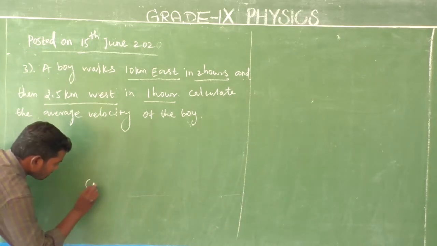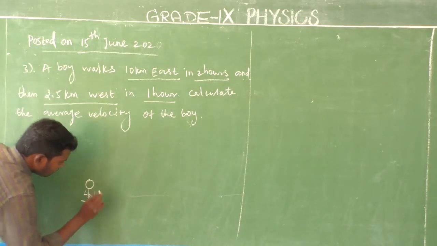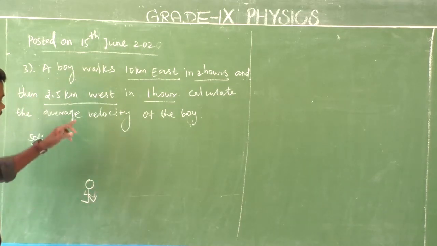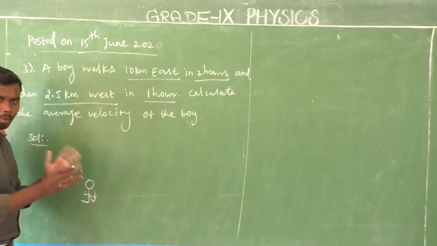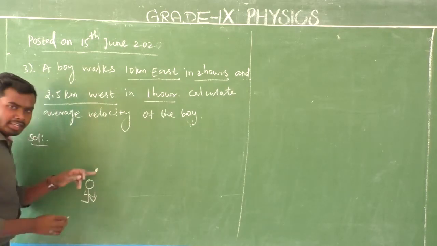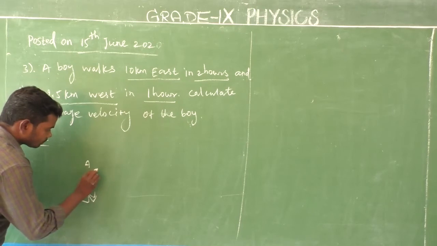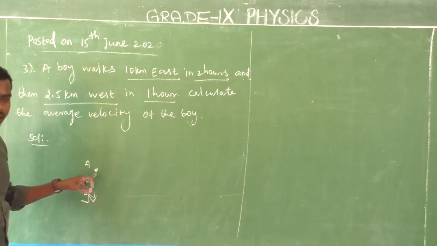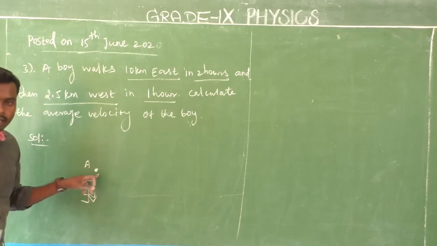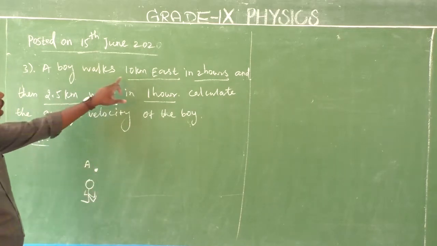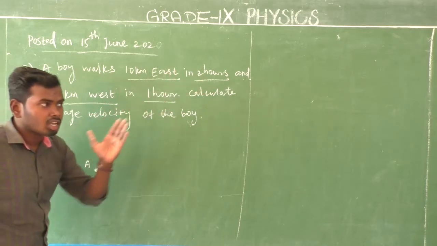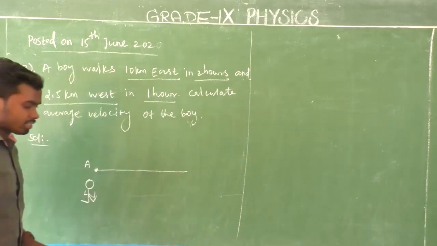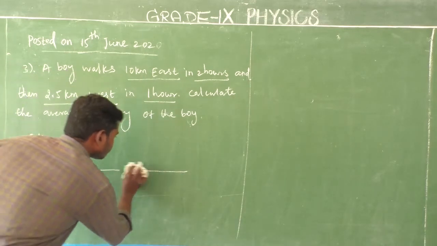Consider a boy. Assume that boy is standing here. That boy starts walking from point A. You consider this is point A. Is it clear? Consider a boy. That boy starts walking from point A, from this point. Is it clear? Yes. Here the boy walks 10 kilometers towards this, which is east. So this is east. Okay. So 10 kilometers towards east direction. Am I right? So this is east direction.